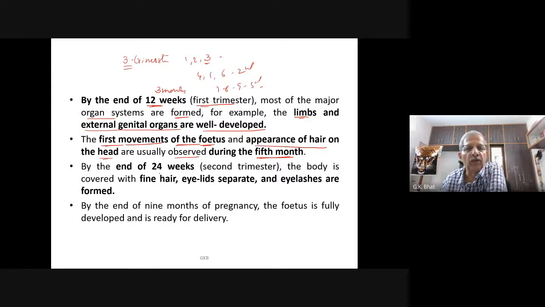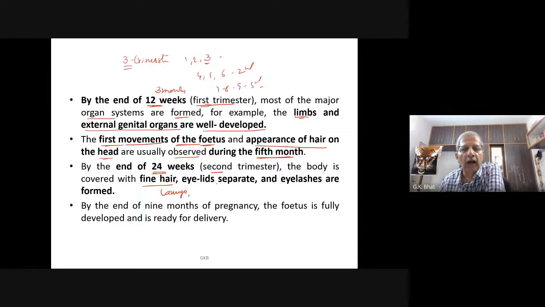By the end of 24 weeks, that means the second trimester, the body is covered with fine hair. 12 weeks means the end of the first trimester, 24 weeks the second trimester. We call this fine hair lanugo.